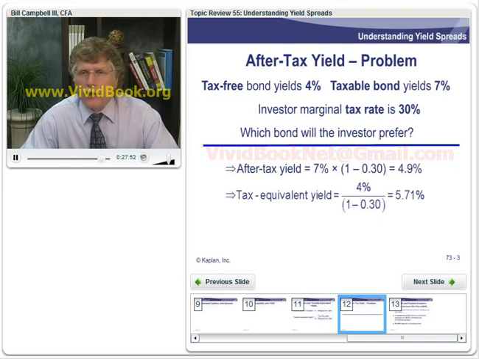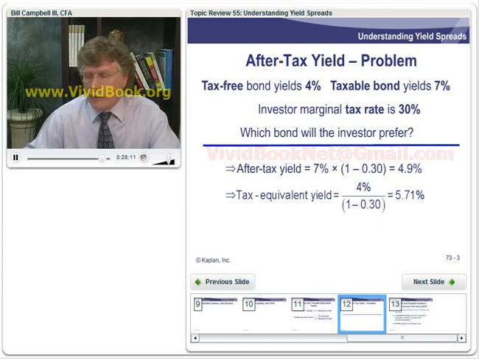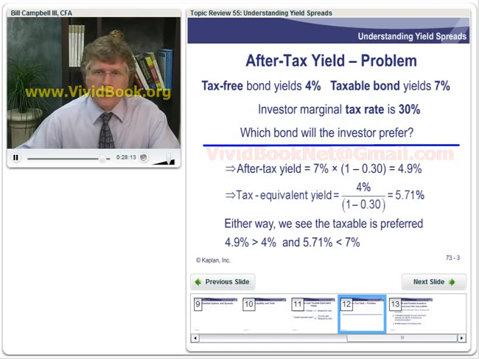So you're going to do one of two things. You're going to compare 4.9 to 4, and that tells you the taxable bond is better. Or you're going to compare 7 to 5.71. That tells you that the taxable bond is better. No matter which way you slice it, no matter whether you go from A to B or B to A, the taxable bond is better, and there's your answer. Either way, you want to get the taxable bond.